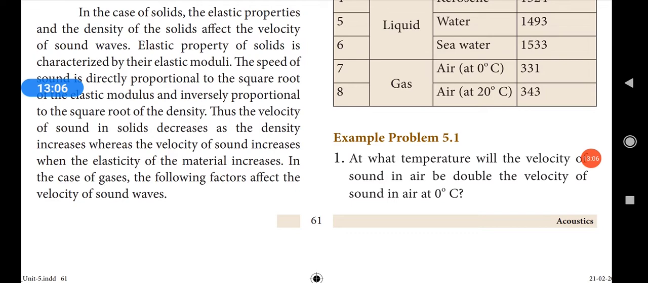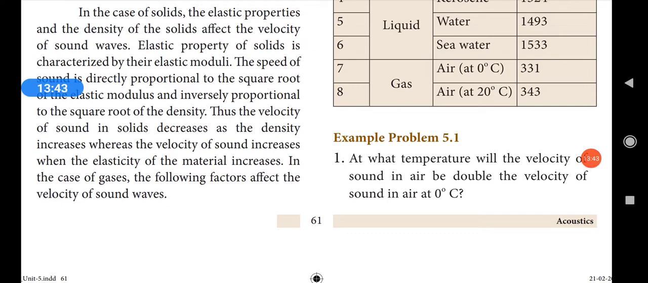Thus the velocity of sound in solids decreases as the density increases. So when density increases, what happens to velocity? It decreases. Understood? Higher the density, lesser the velocity. Whereas the velocity of sound increases when the elasticity of the material increases. When the elastic nature increases, what happens to the speed of sound in it? It increases. Okay. They are directly proportional to each other.